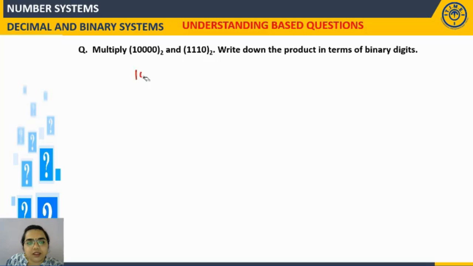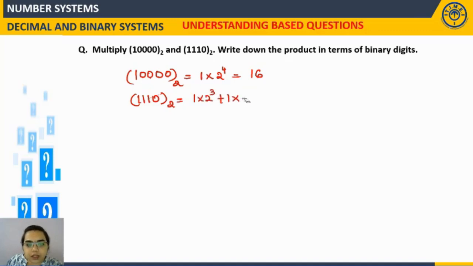So what do you have here? 10000 to the base 2. Okay, so this is nothing but 1 into 2 to the power 4. Right, 2 power 0, 2 power 1, 2 power 2, 2 power 3 and 2 power 4. 1 into 2 power 4, you get the number as 16. Next, the number is 1110 to the base 2. So you have 4 digits. So 1 into 2 cube plus 1 into 2 square plus 1 into 2 power 1 plus 0 into 2 to the power 0. 1 into 2 cube is 8 plus 1 into 2 square is 4 plus 1 into 2 plus 0. 8 plus 4 is 12, 12 plus 2 is 14.